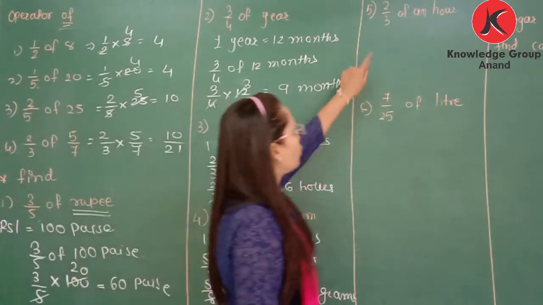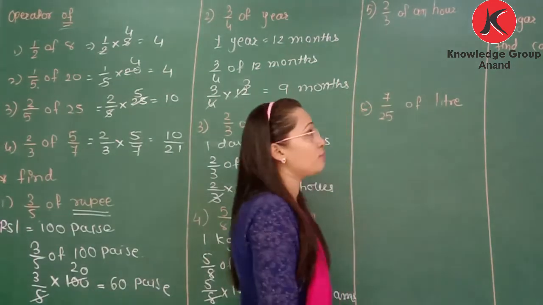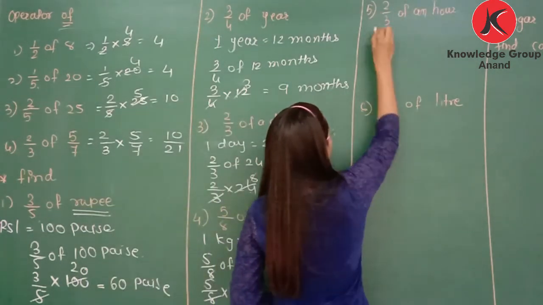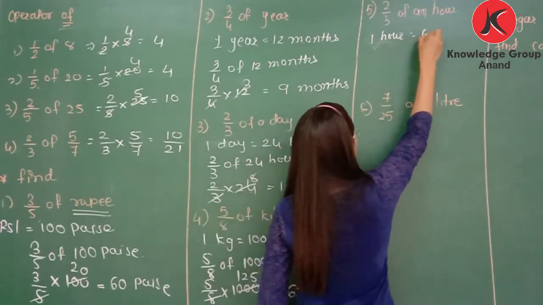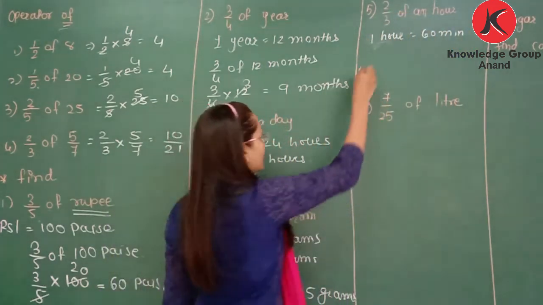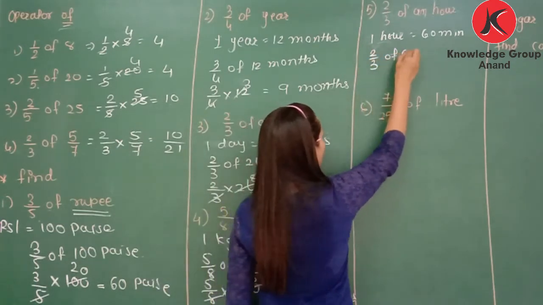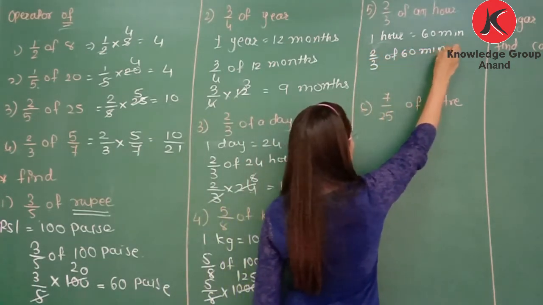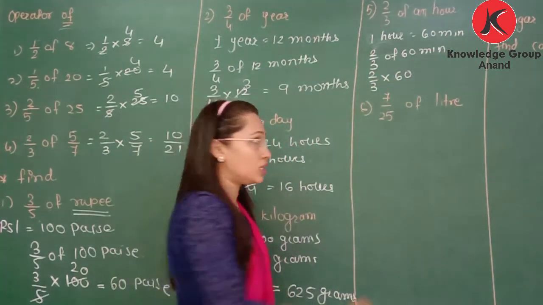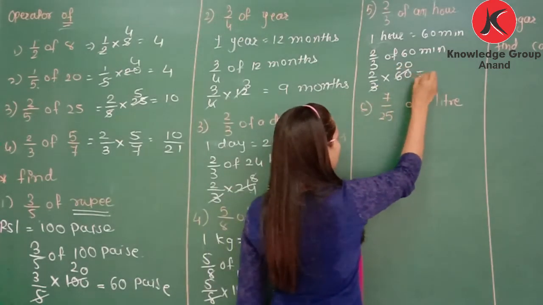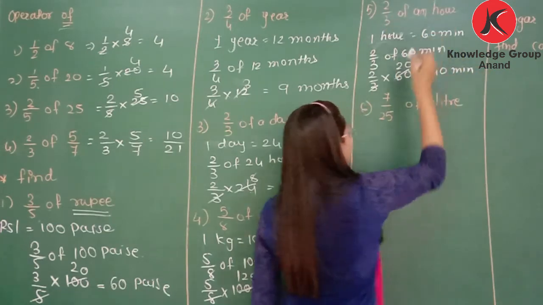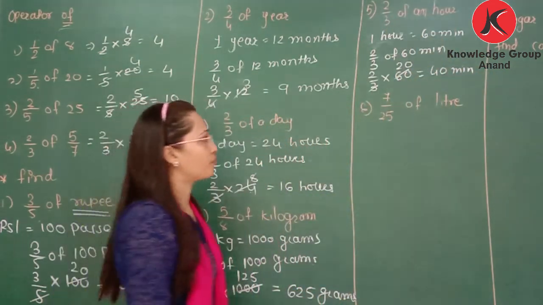Now next 2 by 3 of an hour. So in 1 hour we have 60 minutes. So we can write 1 hour is equal to 60 minutes. Means we need to find 2 by 3 of 60 minutes. So let's find 2 by 3 of 60 minutes. 2 by 3 of means multiply 60. Now cut the common factor. Now 20 2s are 40 minutes. So 2 by 3 of an hour is 40 minutes.